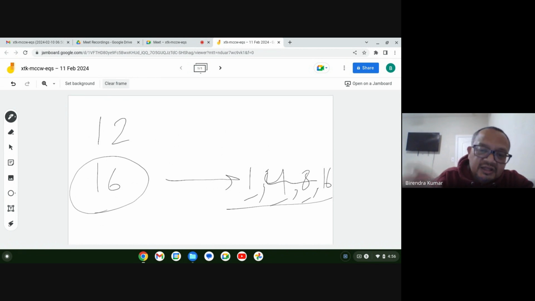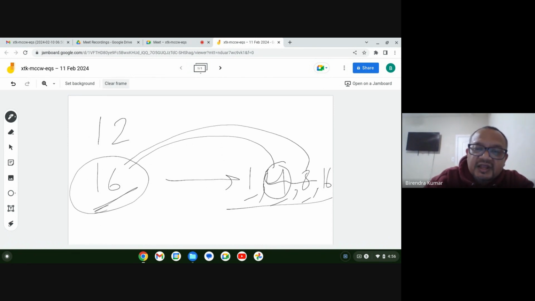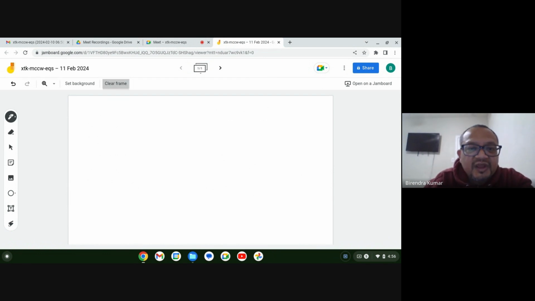Or the other way around, you can say 16 is a multiple of 4. 16 is a multiple of 8. 16 is a multiple of 16. And these things help you when you do fractions, addition, subtraction, multiplication, and all.